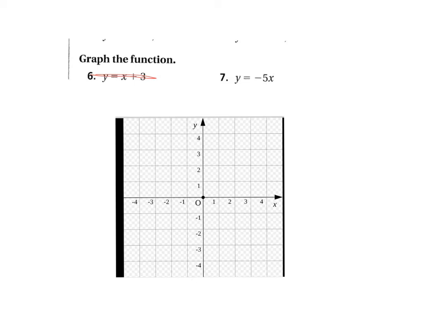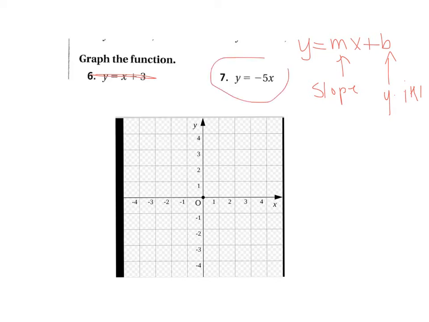On number 7, it says graph y equals -5x. And just as a little review, we have slope-intercept form. Whatever comes before the x is called our m, or our slope. That tells us how steep the line is going to be. And what comes at the end is the y-intercept. Now, if we look at this equation, we have a part that comes in front of the x. That tells me that my slope is going to be -5 over 1.